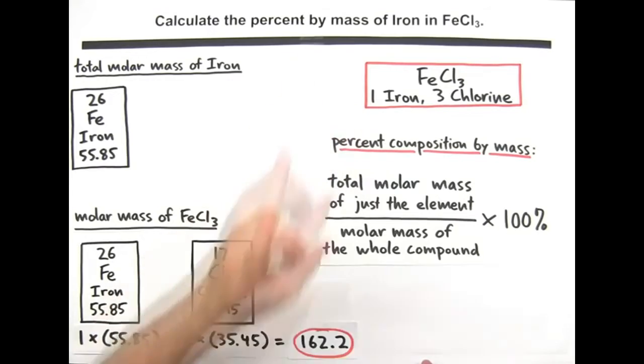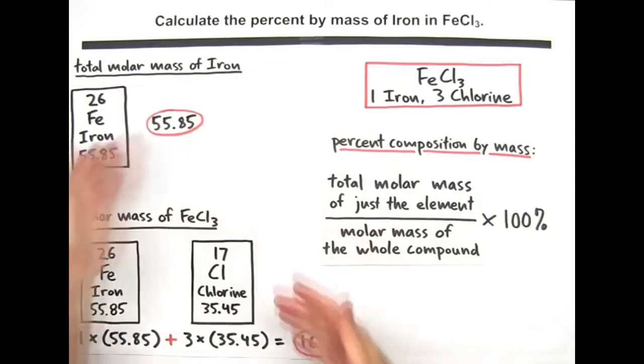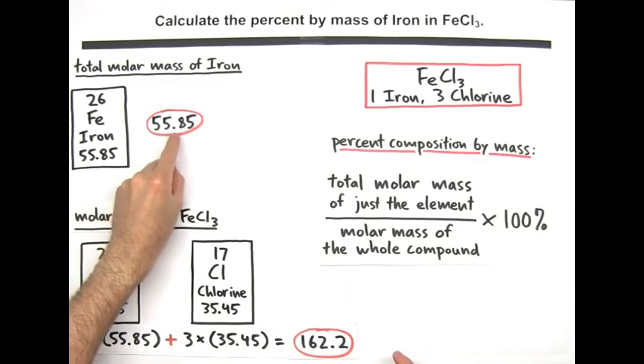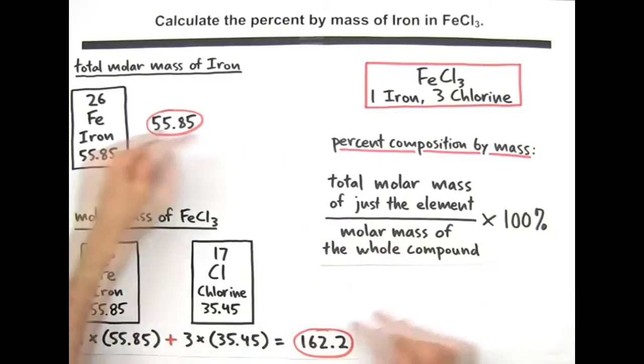We look at the chemical formula, and we only have 1 iron. So the total molar mass of just the iron is going to be the same as just 1 iron. It's going to be 55.85. Now we've got the mass of just the iron, and we've got the molar mass of everything together. Let's put it in the equation.